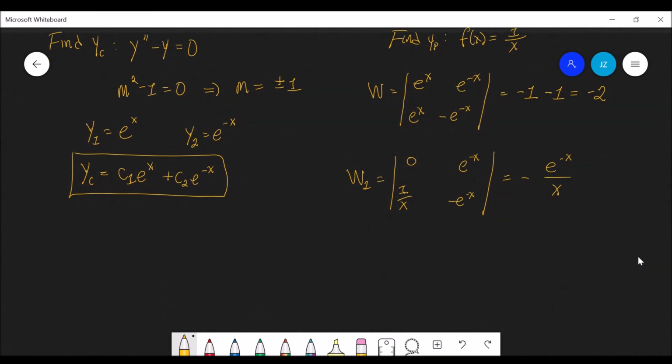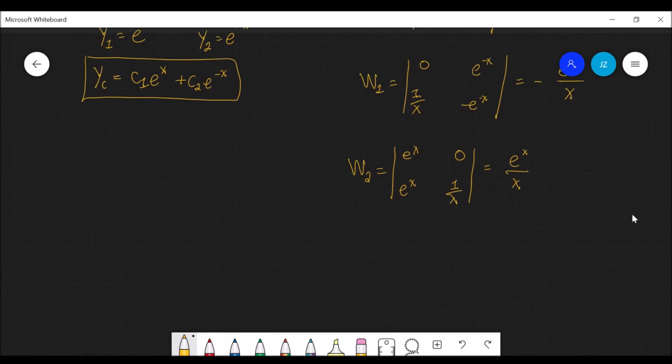W2, the first column remains unchanged. And the second column becomes 0, 1 over x. And this gives e to the x over x. So u1 prime is e to the minus x over 2x. u2 prime is negative e to the x over 2x.